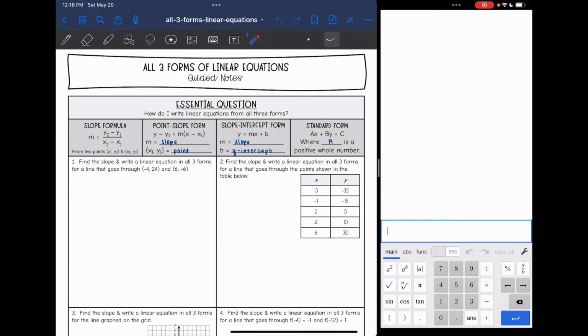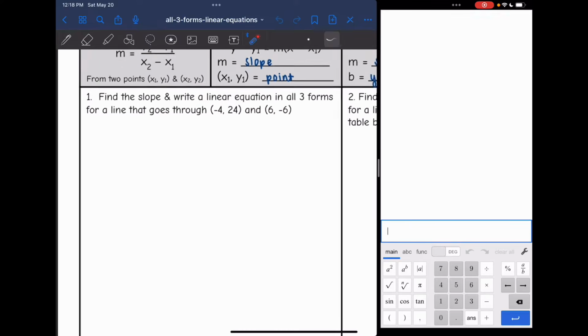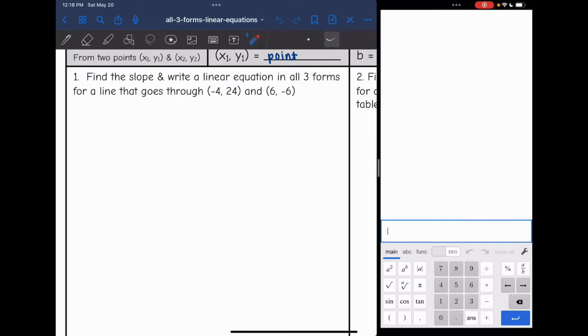So let's start with this first one. It says, find the slope and write a linear equation in all three forms for a line that goes through (-4, 24) and (6, -6). So the very first thing that I will need to find is the slope of these 2 points.